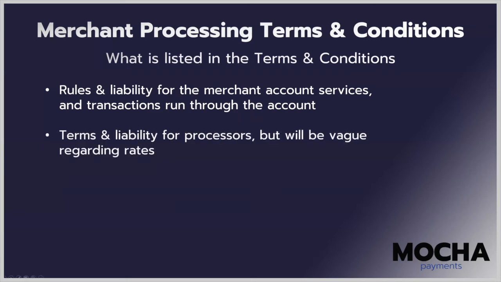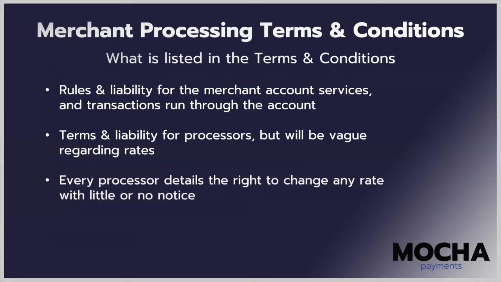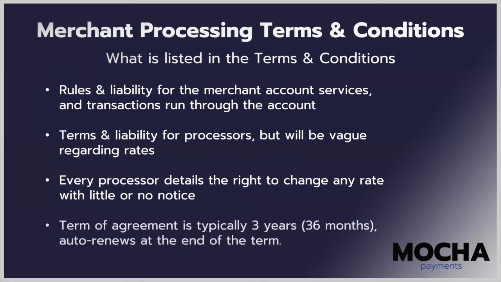Now, the terms and liability for the processors themselves will oftentimes be fairly vague regarding rates. In other words, it will oftentimes detail that for most processors, they have the right to change any rate or fee with little or no notice. I know that sounds odd for most contracts out there, especially when the terms of these are usually 3 years or 36 months that do auto renew at the end of the term. So you're signing a 3-year contract at a negotiated rate and fee, but the terms and conditions is going to state in there that they have this ability to change those rates and fees.